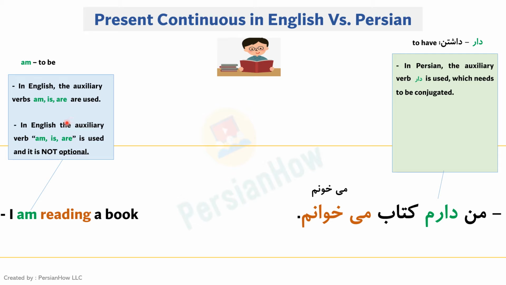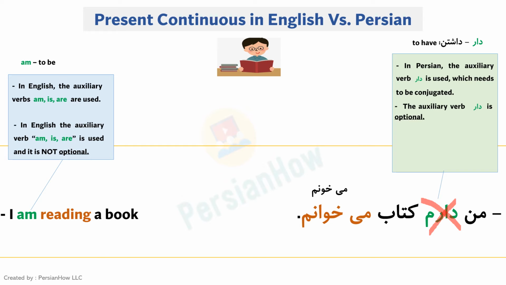The second difference is that in English, the auxiliary verbs are not optional. So if you wanna say something in present continuous, you have to use the auxiliary verbs. But in Farsi, dar is optional. So if, for example, I scratch this out, and I just say man کتاب میخوانم or man کتاب میخونم, this sentence is still correct.